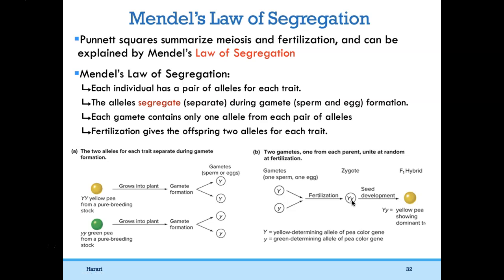So the law of segregation says that alleles separate during gamete formation. So each gamete only has 1 of each allele. But then when 2 gametes come together, we get a zygote that has 2 copies of each gene, 2 alleles for each trait.